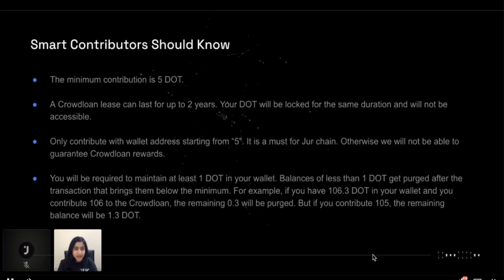Then lastly, there is a gotcha in the overall Polkadot ecosystem. After a transaction has happened, if the remaining balance in your account is less than 1 DOT, then that balance gets purged. For example, if after a transaction I'm left with 0.4 DOT in my account, then that balance will get lost. So always make sure there is a minimum balance of 1 DOT in your wallet at all times.